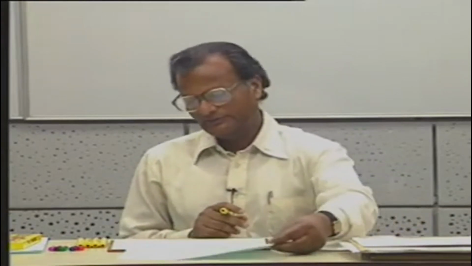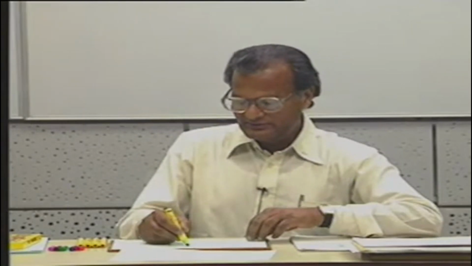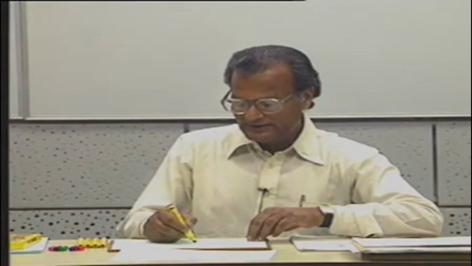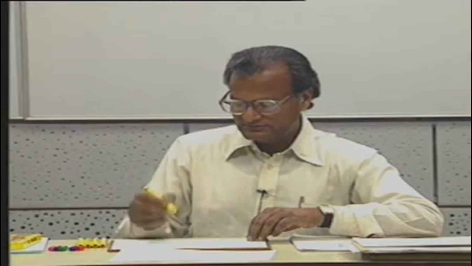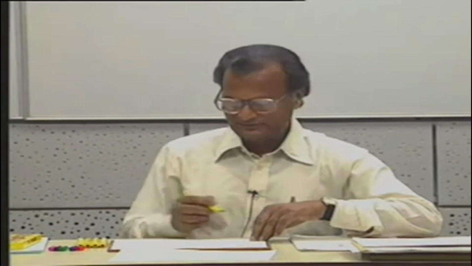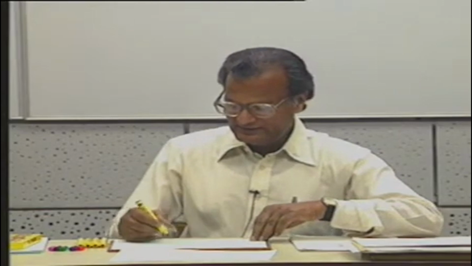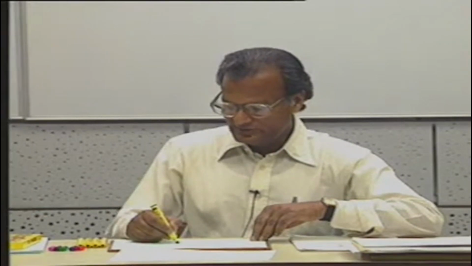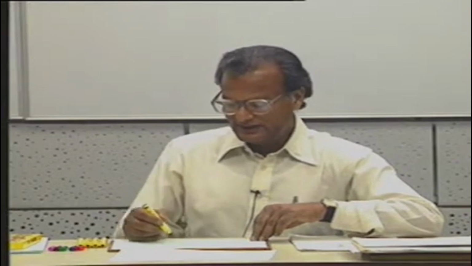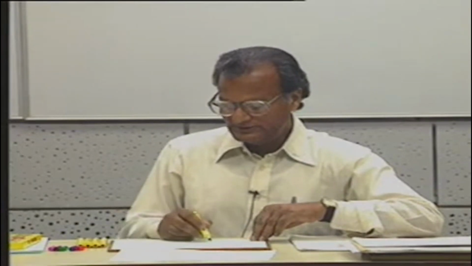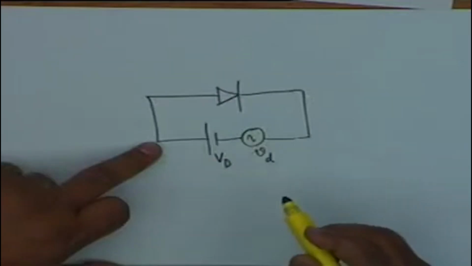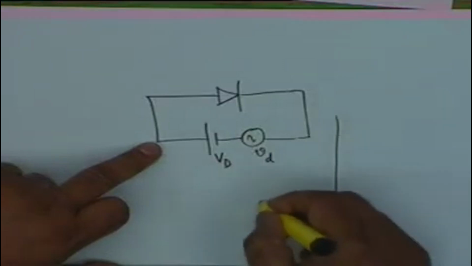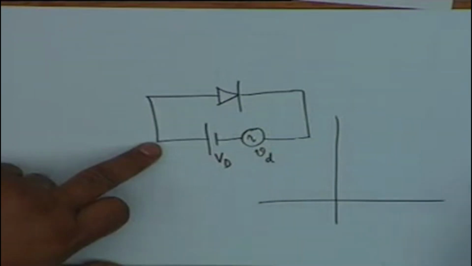We have already introduced the small signal model in the case of a diode. If you recall, we have a diode which is driven by a battery, V sub D, in series with an AC source of value small v sub d. That is, the diode is being driven by a DC in series with a very small amount of AC.